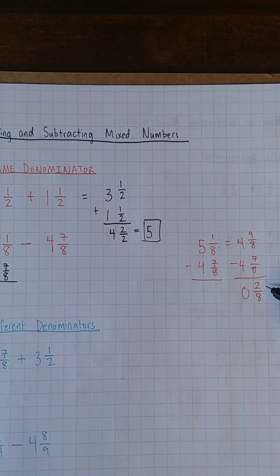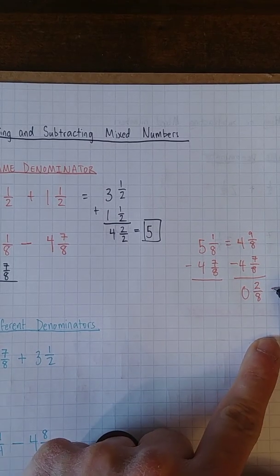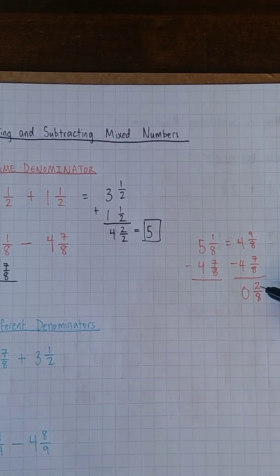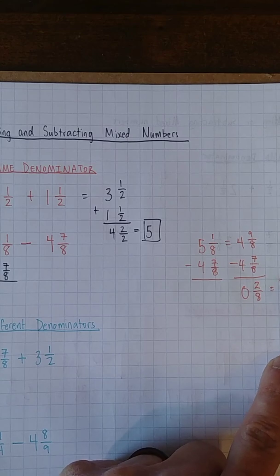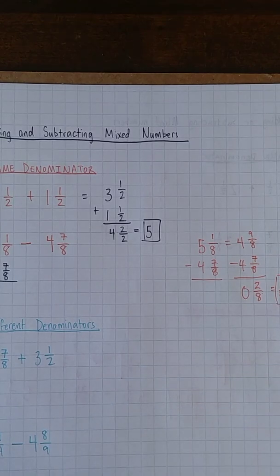I have an answer of 0 and 2/8, but of course, when I have an answer like this, I'm never going to say the 0 out front. That would just be a little silly. So 2/8 would be my answer, except 2/8 can be simplified. 2 and 8 are both even. So if I divide both of them by 2, 2 divided by 2 is 1, and 8 divided by 2 is 4. And so my final answer is 1/4.